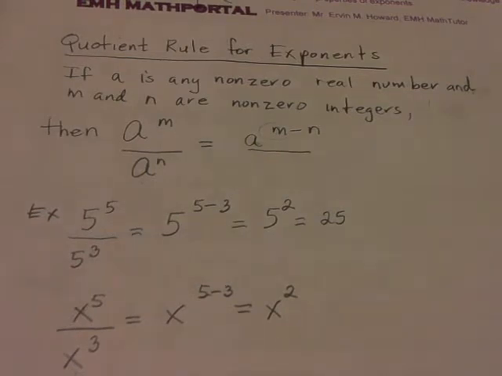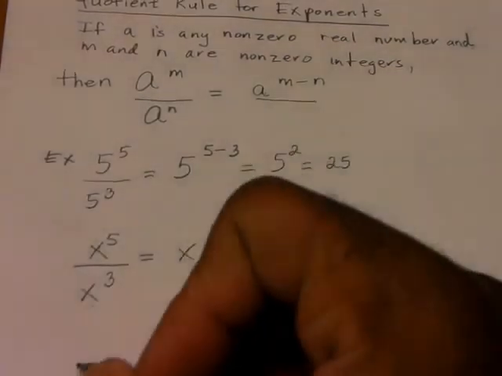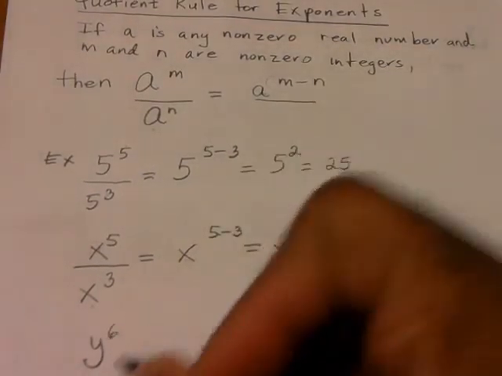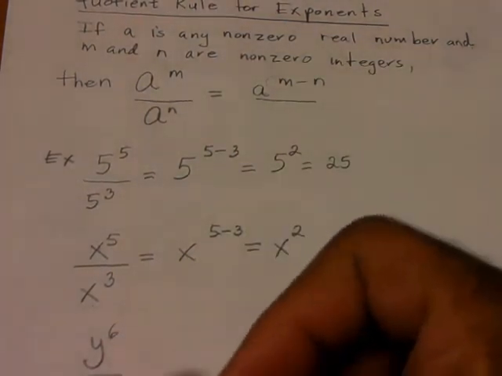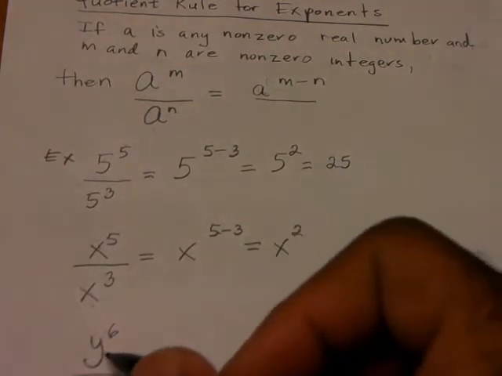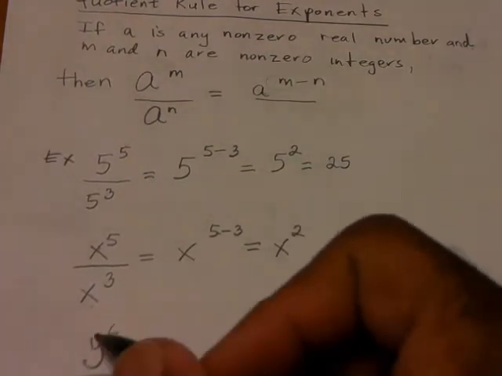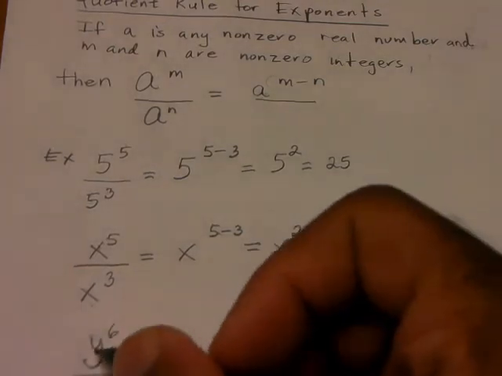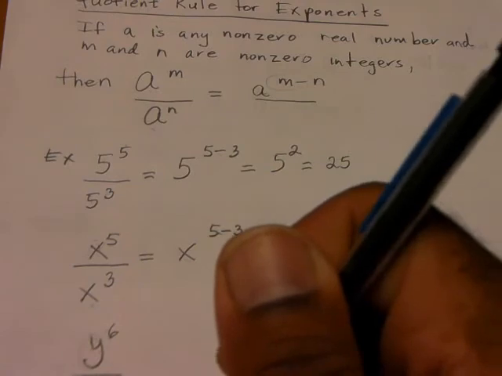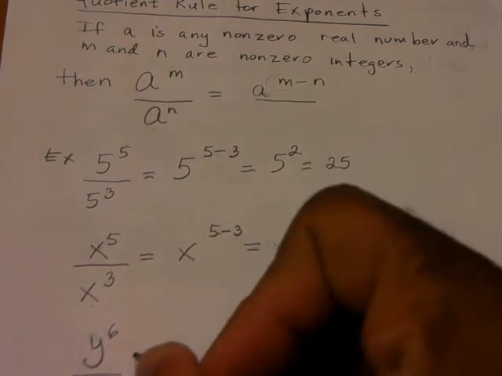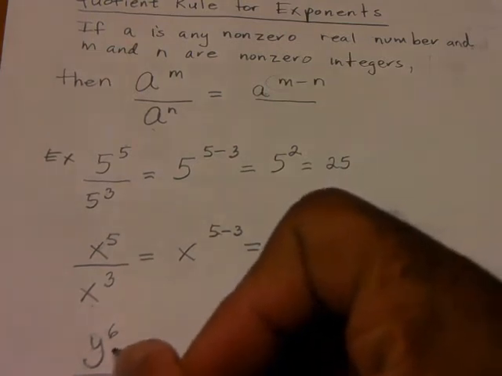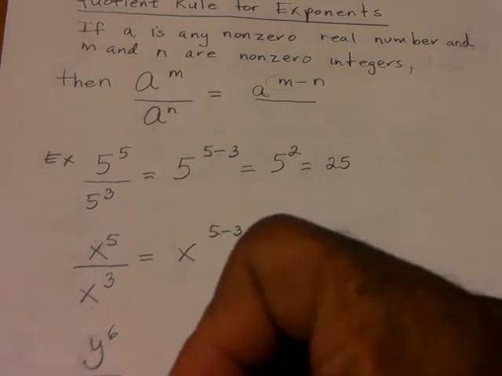Let's try one more. We'll try another variable, just to show you that there's no difference between them. We'll try y: y raised to the power 6 over y raised to the power 3. You have the quotient between the two exponents, and the bases will still be the same. As a matter of fact, the bases must be the same if you're going to perform the operation between the exponents, especially when dealing with the quotient rule. So we have y raised to the power 6 divided by y raised to the power 3.